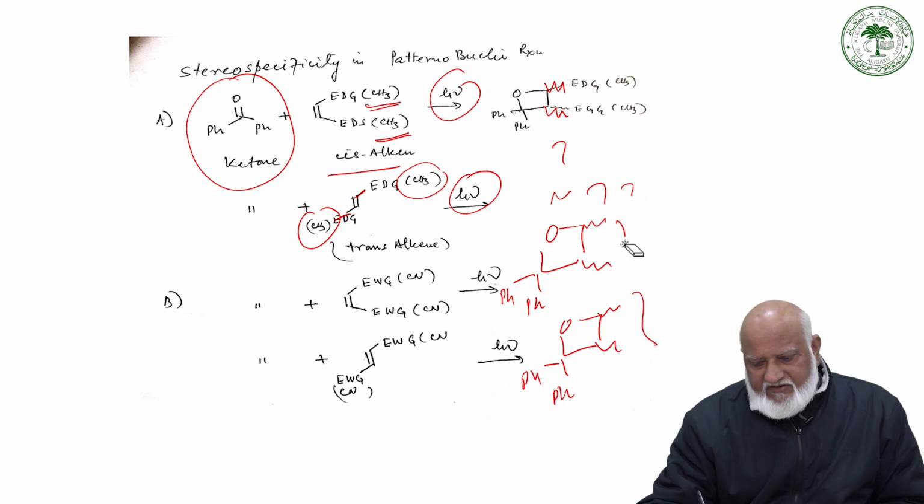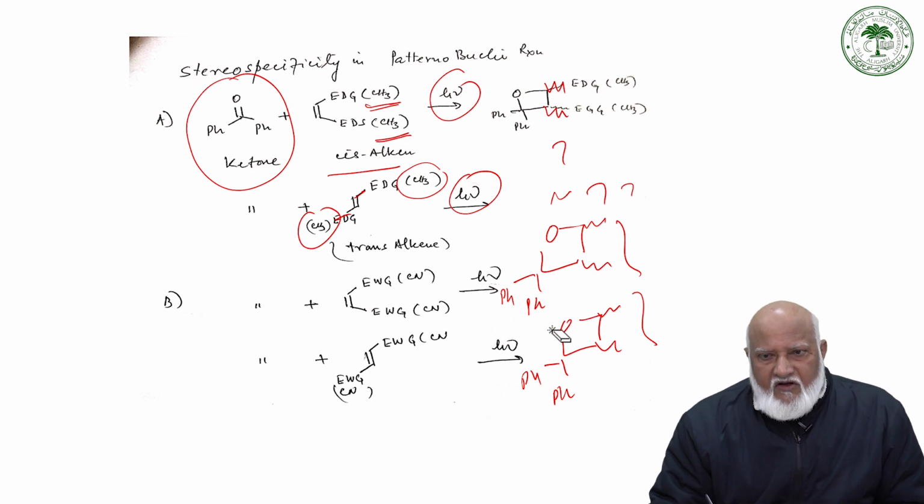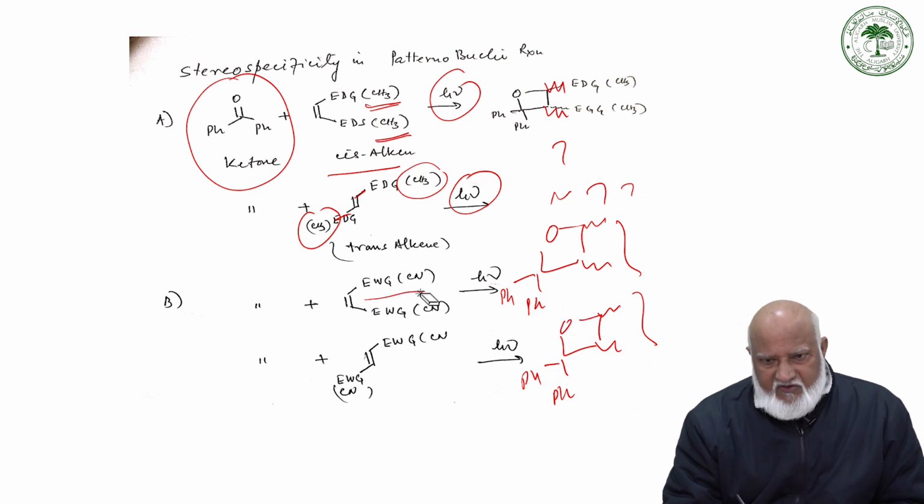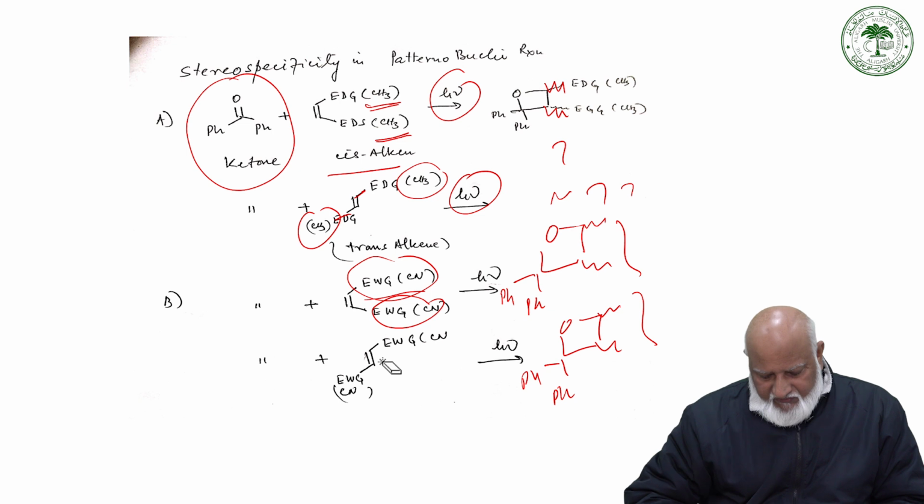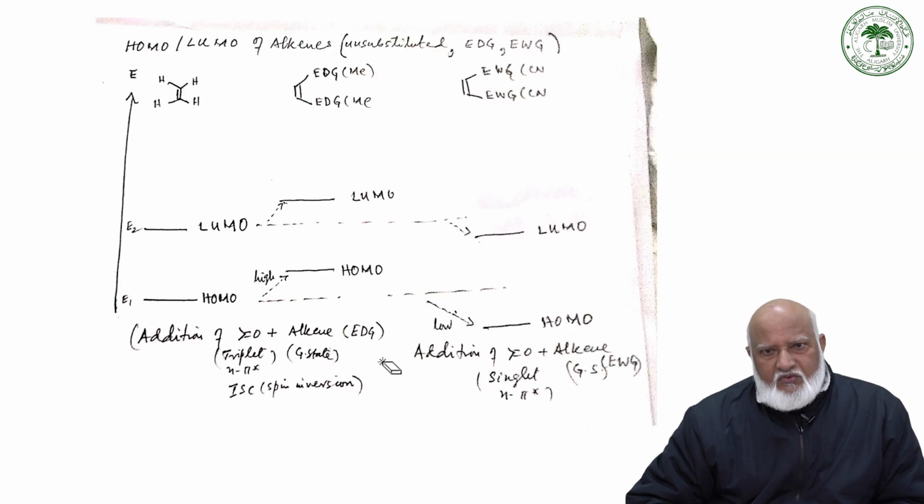So our interest is the stereochemistry, retention and inversion of stereochemistry in the product. As we have mentioned, when you have an electron withdrawing group on a cis alkene, what is the product stereochemistry, and so on and so forth. In order to highlight this, we would like to see the energy of the HOMO-LUMO of unsubstituted alkene and substituted alkene.